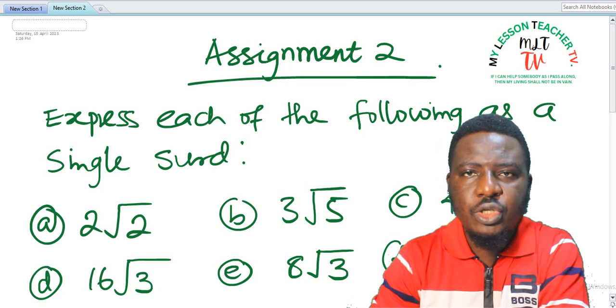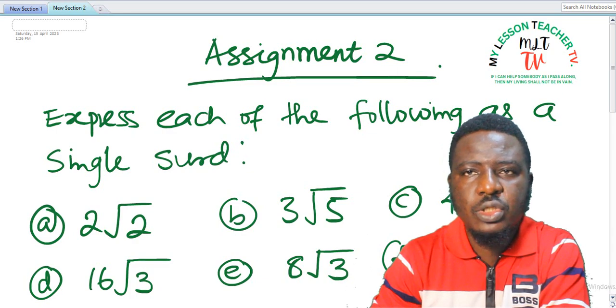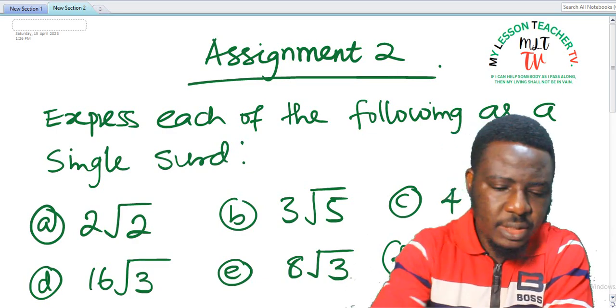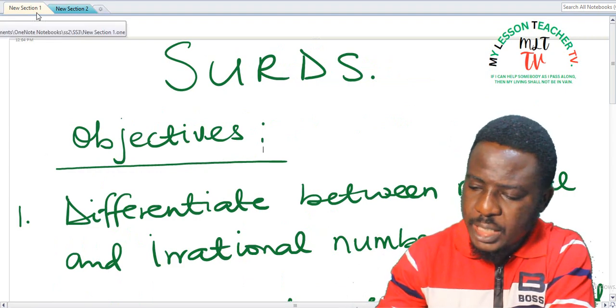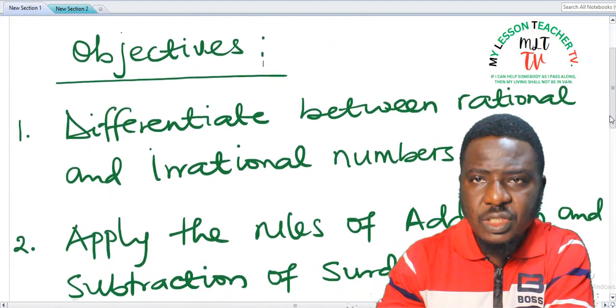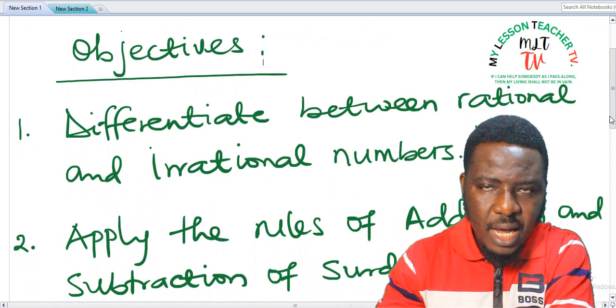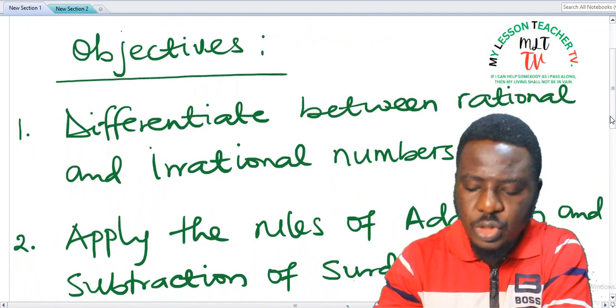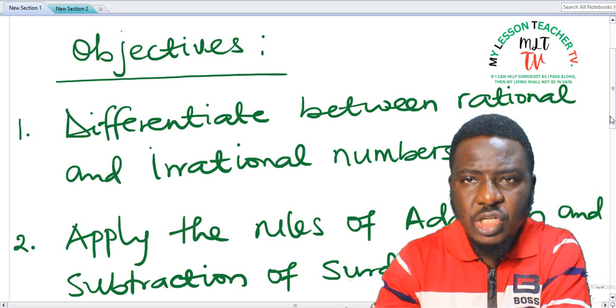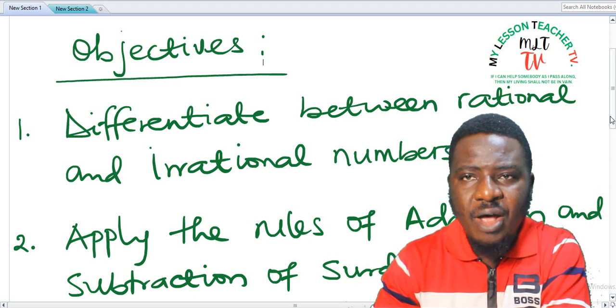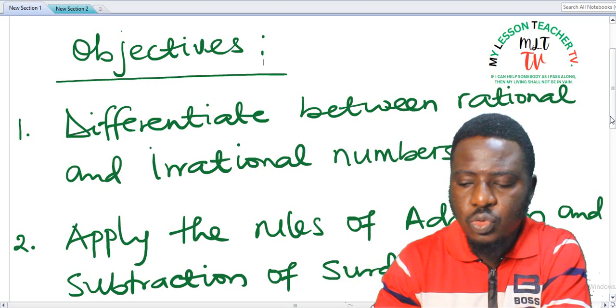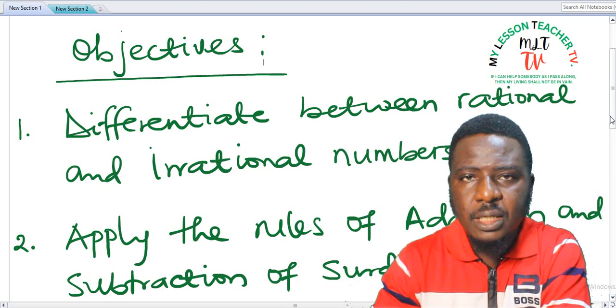Today's class is a continuation of our previous classes on Surds. In today's class, we shall be taking the second objective of this course. Remember, at the previous classes, all we're trying to do is to differentiate between rational and irrational numbers. And in our previous classes, I also introduced you to basic surds and single surds. We looked at both of them, how to convert from basic surds to single surds and how to convert from single surds to basic surds.